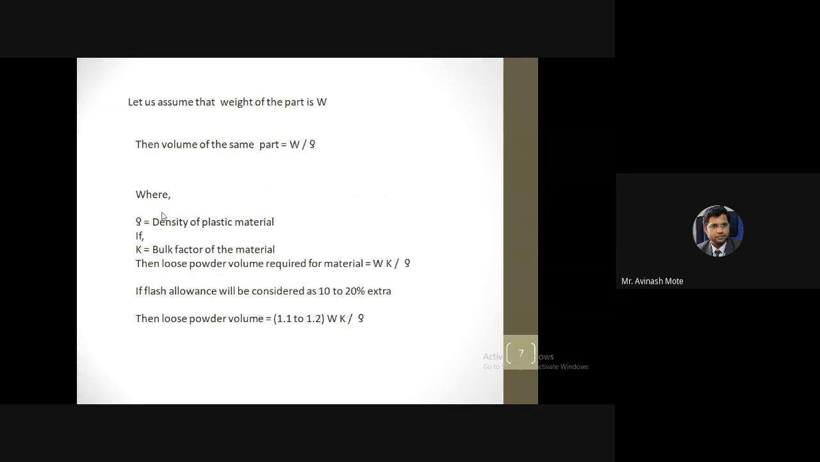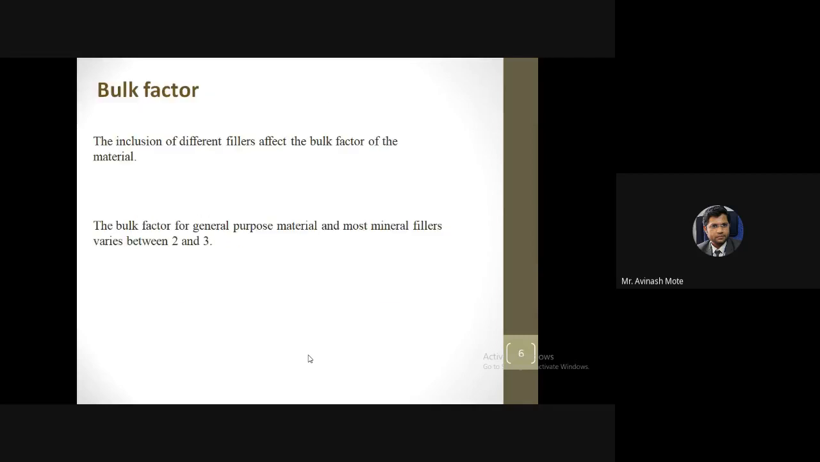And this one is the bulk factor. Through the bulk factor we can easily calculate the loose volume, the volume of the raw material. Out of this, 1.1 to 1.2, or 10 to 20%, is the extra raw material, sometimes desired for the flash or sometimes to fill the cavity properly. The formula for loose volume is W into K divided by density. Weight of the component into bulk factor divided by density, whole multiplied by 1.1 to 1.2. This factor will be given in the example.